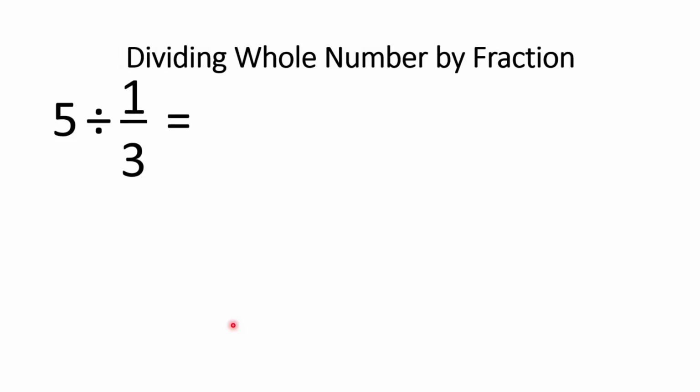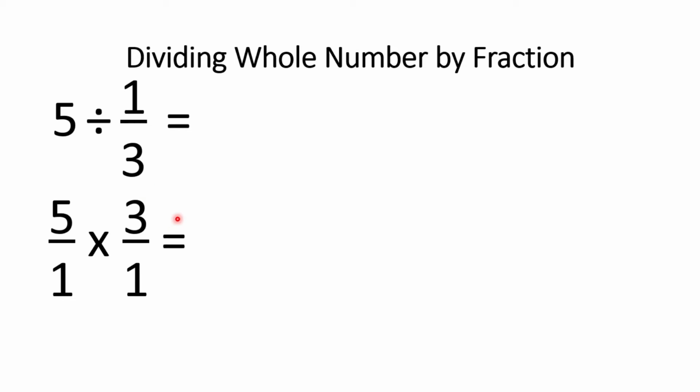Now, let's have dividing a whole number by a fraction. To start, we need to change again the whole number into an improper fraction by writing over 1. 5 will be 5 over 1. Then, the division sign will be multiplication. Then, our divisor, which is 1/3, will be written as its reciprocal, 3 over 1. Now, we can do the multiplication.